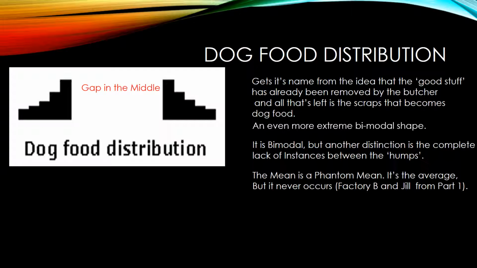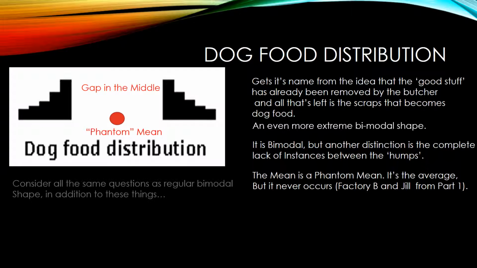And the mean is a phantom mean. And when I say phantom mean, I say that because it's the average, but it never occurs. And if you think of factory B from our previous video, or Jill's lemonade stand, those were both things that had instances where the average was kind of a phantom mean that never actually occurs. It's just the result of two extremes. So if you have this type of histogram, consider all the same questions that you did on a regular bimodal shape. Is this really two different things going on?